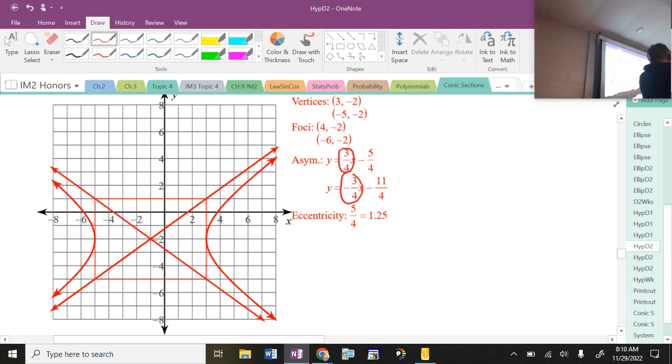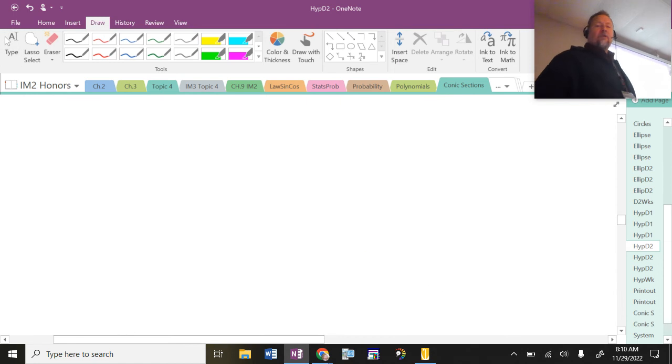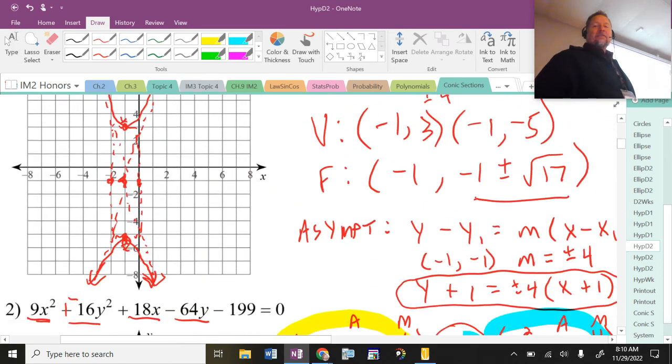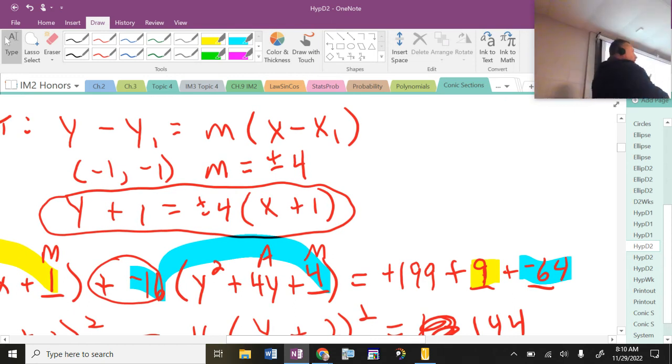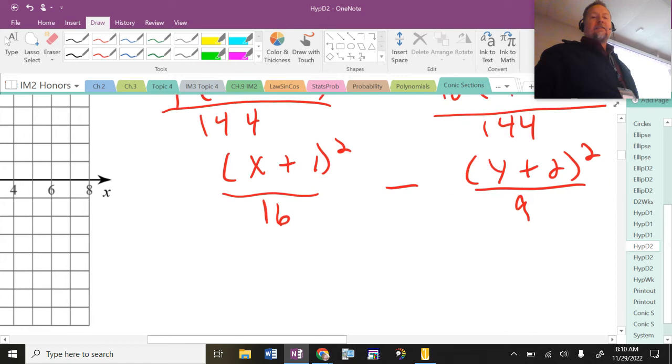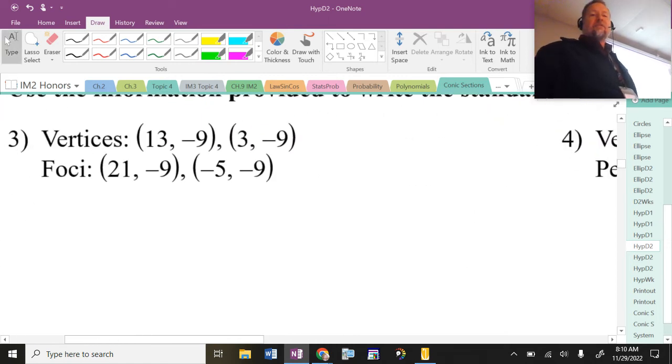On the worksheet, they solve both equations for y. You can do that if you want. I will allow you on the test to leave your asymptotes just in this point-slope form. Put the plus-minus in front of the slope and leave it. You don't have to separate this into two separate equations and solve for y. Again, just telling you how the worksheet works.